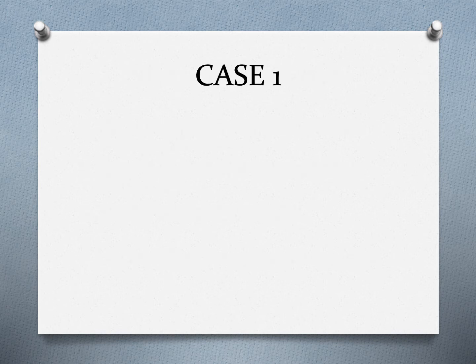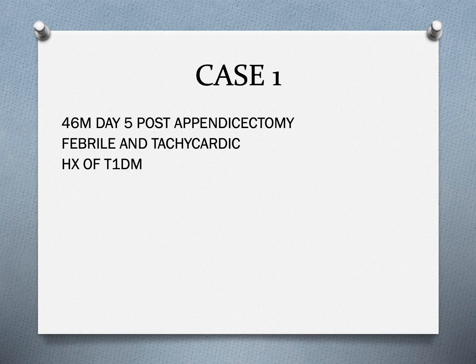Now we're going to work through some cases. So the first one that I'd like to work through with you is a 46-year-old male who's day 5 post-appendicectomy. He's febrile and tachycardic is why you get called, and you just know that he has a history of type 1 diabetes. And throughout all these cases, I really encourage you to pause this video and have a think about, at each stage of information that we have, what you might think the differentials will be and how they change as we get more and more information. Because it's really good for you to consider your own differentials list as we're working up these patients.